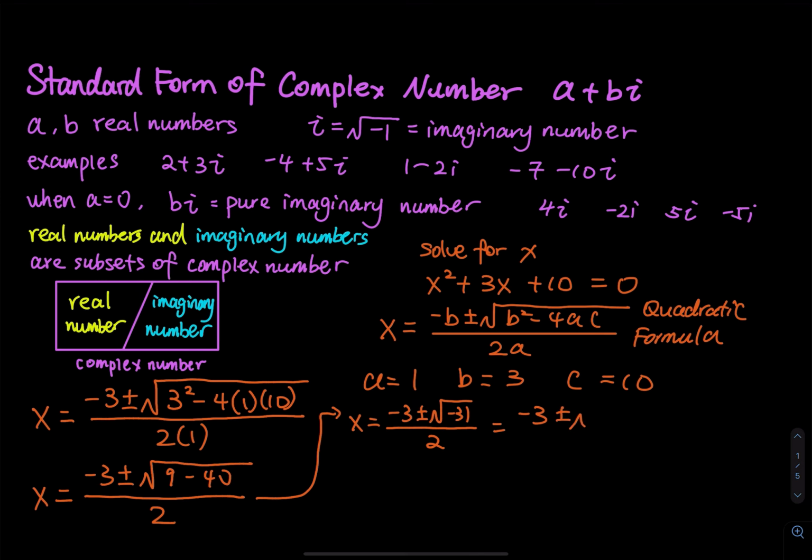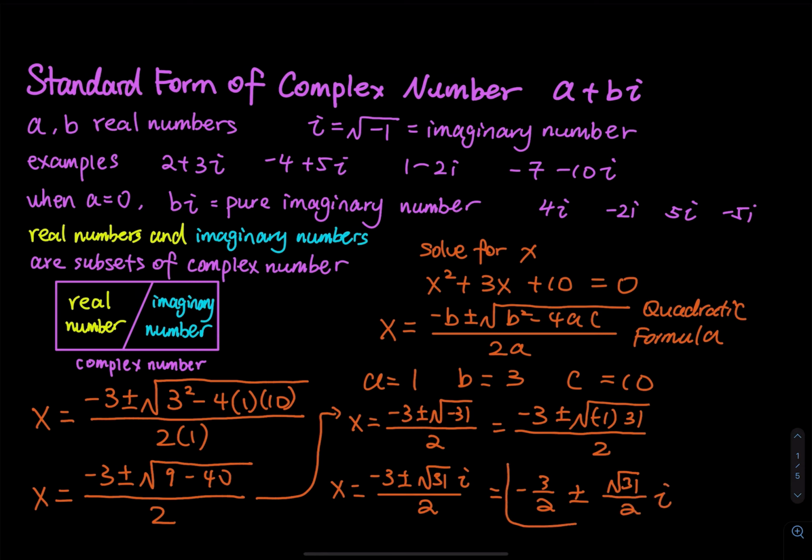-3 plus or minus the square root of -1 times 31, divided by 2. Since the square root of -1 is equal to i, you write x equals -3 plus or minus the square root of 31 times i, since the square root of -1 is equal to i, divided by 2. To make this look like the standard form, that is equal to -3 divided by 2, 1 for plus, 1 for minus, plus or minus the square root of 31 divided by 2, and then you put the i over here. This is in the standard form of a complex number.